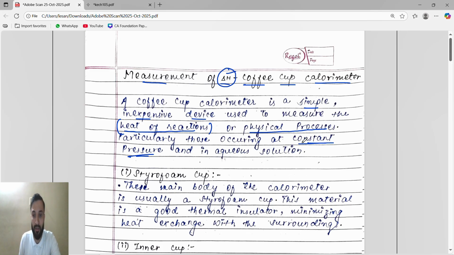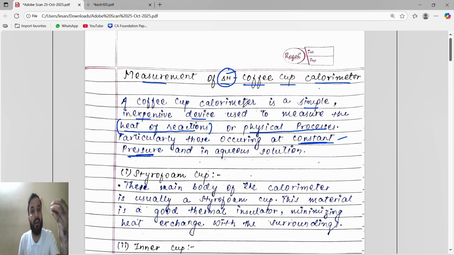What we want, remember this, guys, this is very, very important: whatever we are going to do, we will do at constant pressure. We are not going to change the pressure. So that's why measurement of delta U, or delta E, the change in internal energy, is by bomb calorimeter. Now measurement of delta H, the change in enthalpy, is by coffee cup calorimeter.